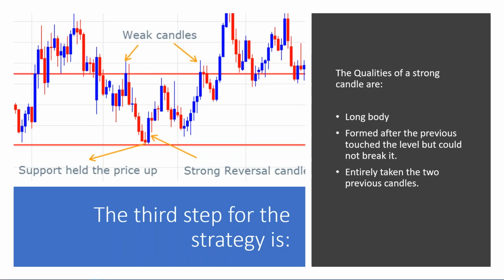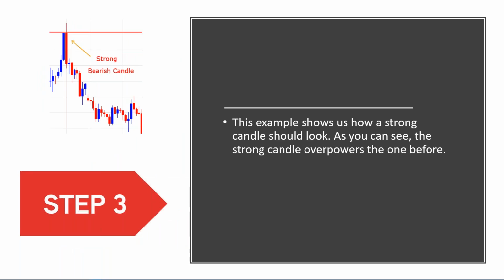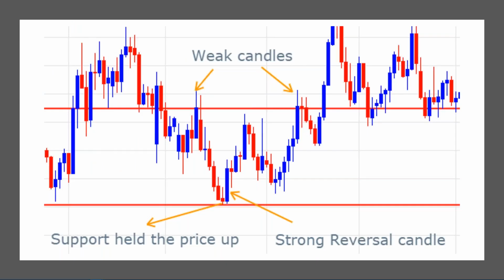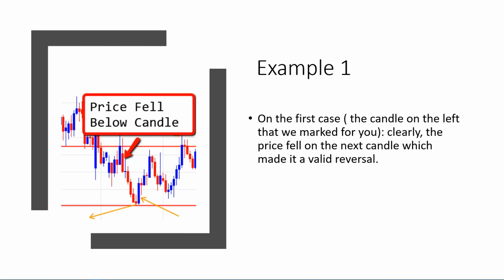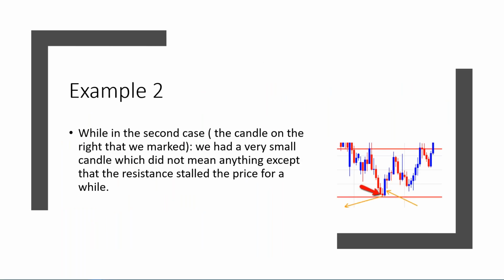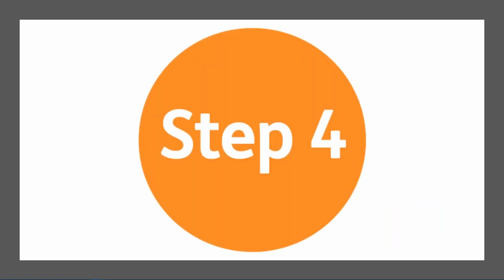So what we want to do is qualify the candle. We want to look for a long body that formed after a previous touch of the level but could not break it. So entirely, we've taken two previous candles. We would like to see the most candles that have come down to that support line and been held by that support line. Then we'd like to see a candle in the opposite direction. That's a strong candle. And then once that strong candle develops, because it was rejected, it was supported by that support, we would want to go in and enter into the marketplace.